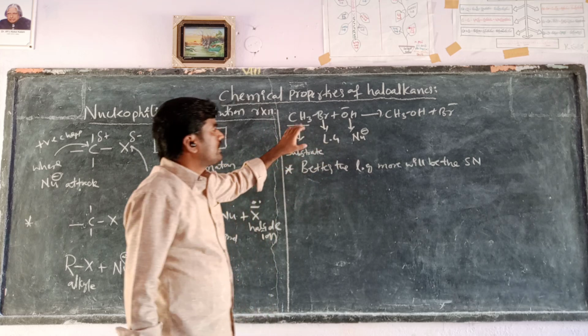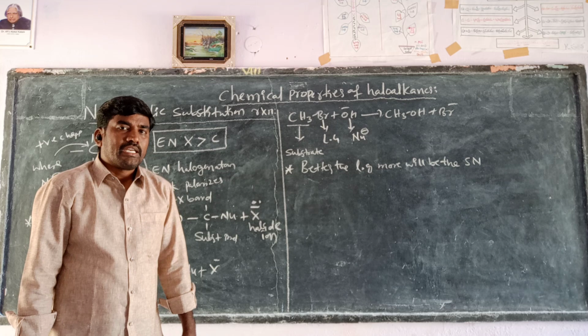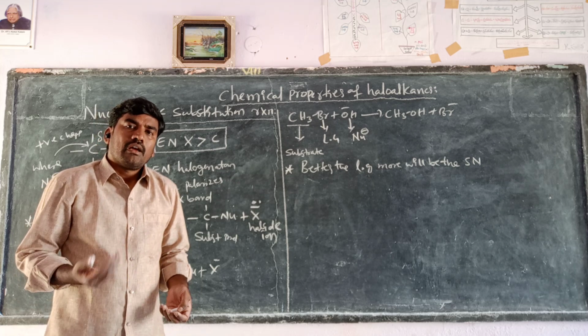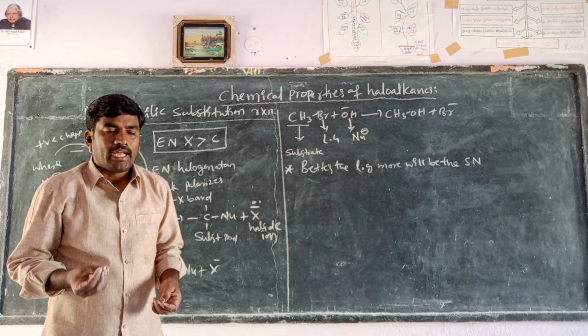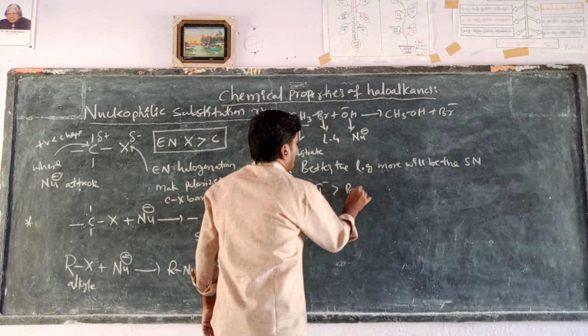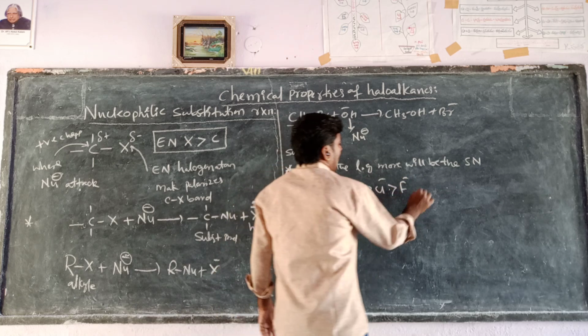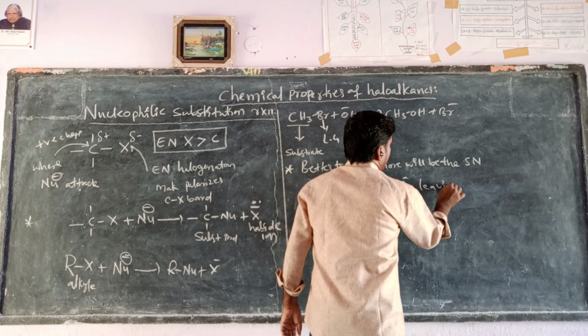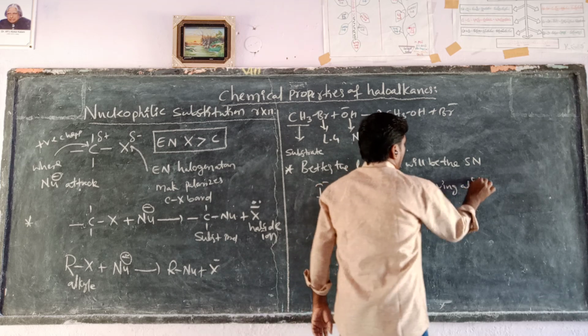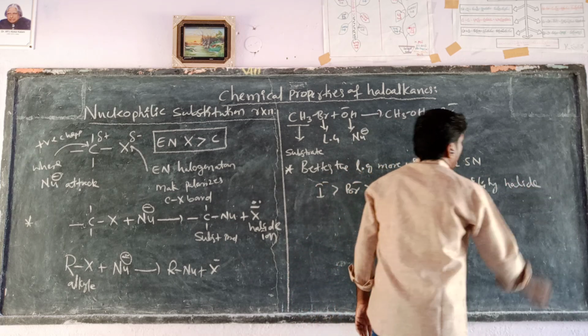In alkyl halides, the carbon atom forms a direct bond with the halogen atoms. So the tendency of leaving of halide ions or halogen atoms is I minus greater than Br minus greater than Cl minus greater than F minus. This is the leaving ability of halide ions.